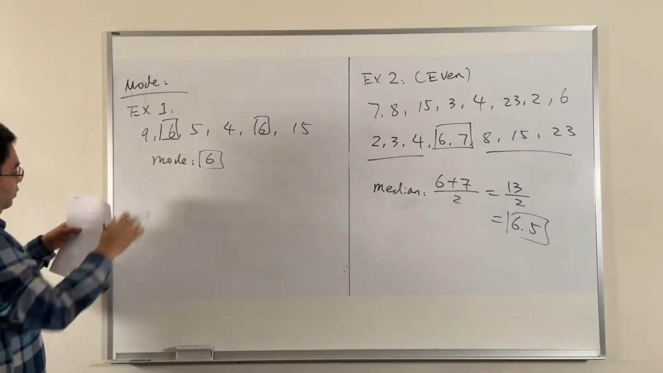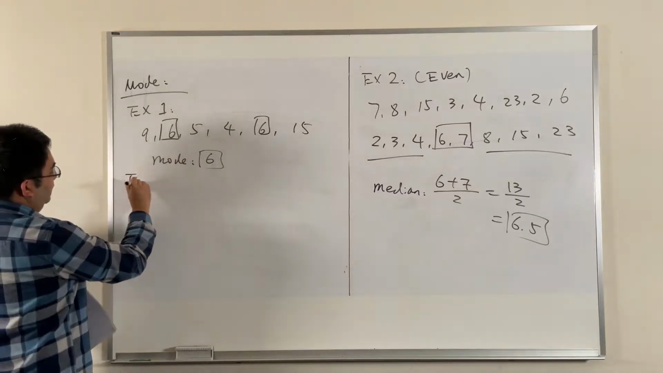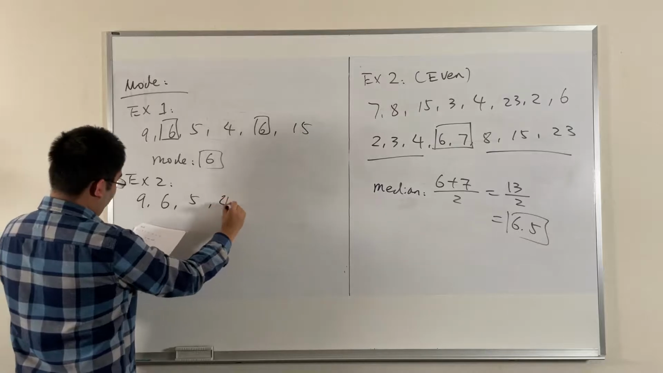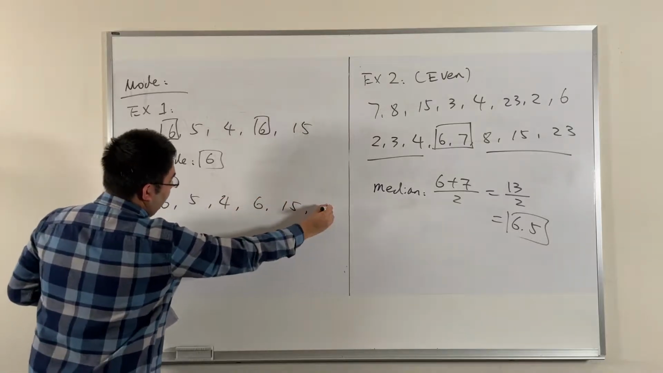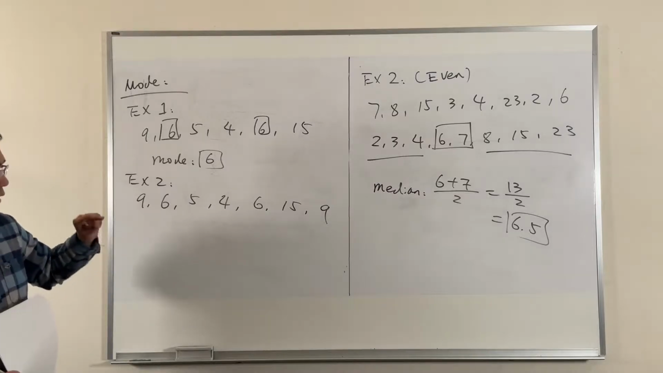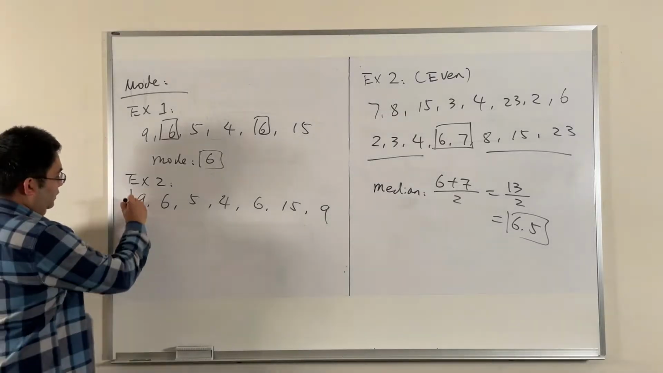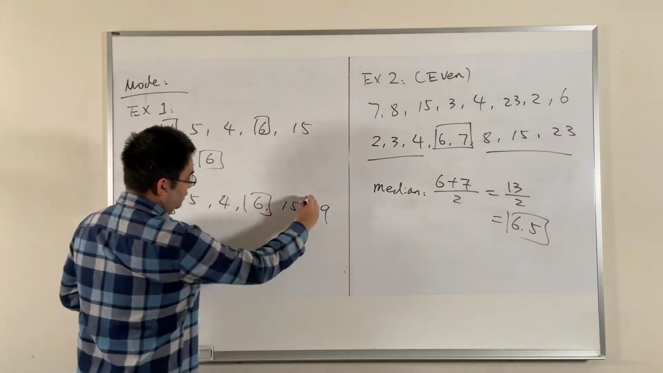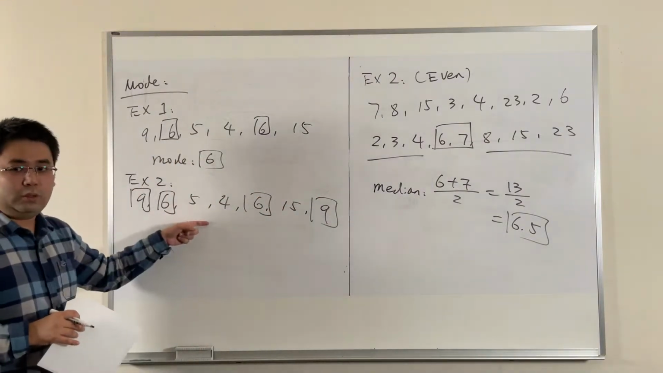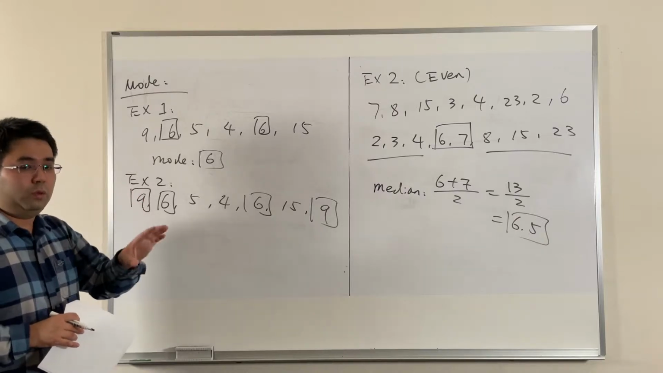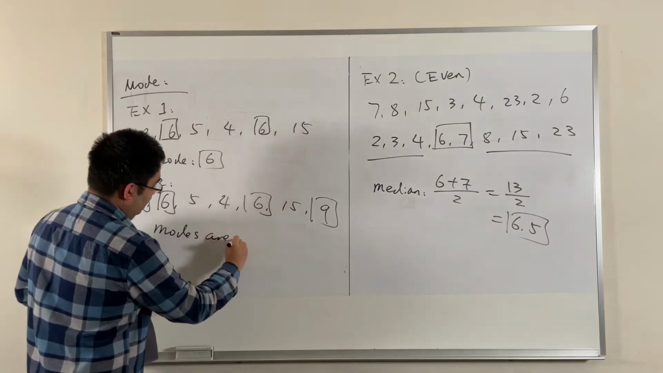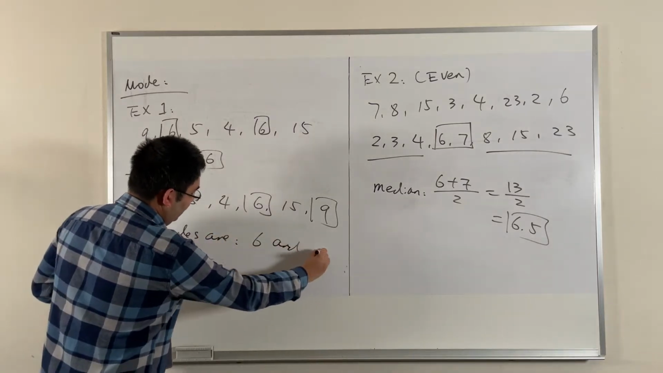Let me just add 1 more value to it. Example 2: 9, 6, 5, 4, 6, 15, and 9. In this case, there are two 6s and two 9s. What's special about this one versus the previous case? This example shows you that there can be more than 1 mode in the data set. In this case, the modes are 6 and 9.